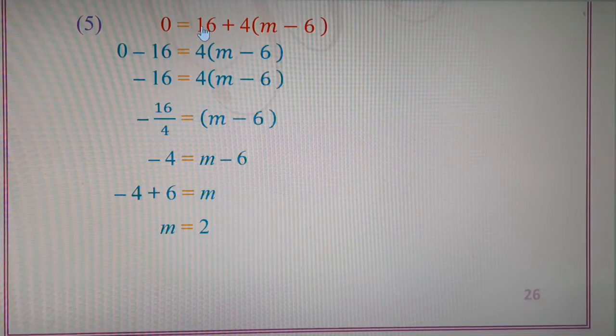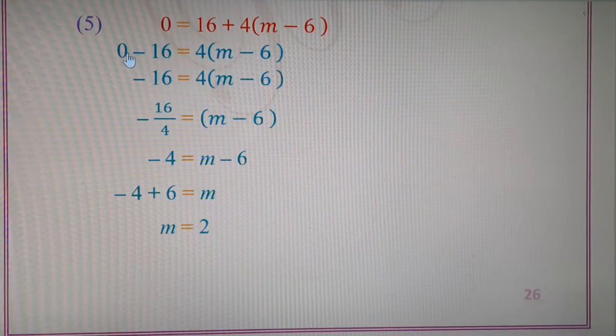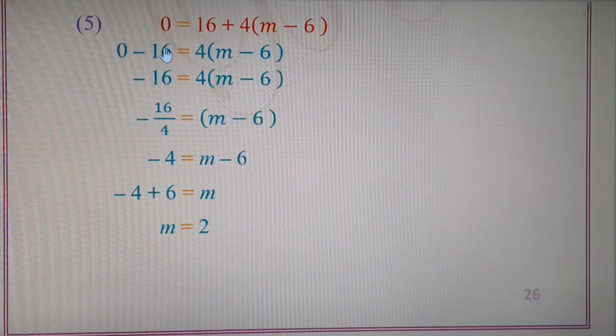So plus 16 will become minus 16 in the next step. In the left hand side we will get 0 minus 16. And in the right hand side 4 open bracket m minus 6 close bracket will be copied as it is. And 0 minus 16 will simplify further and we will get minus 16. 0 minus 16, the answer is minus 16.